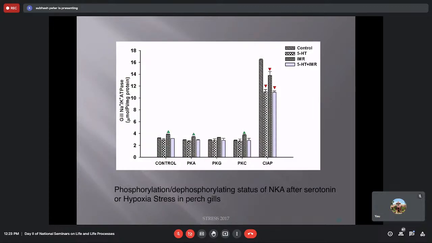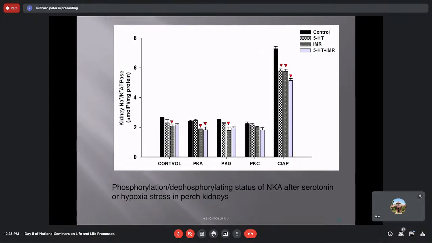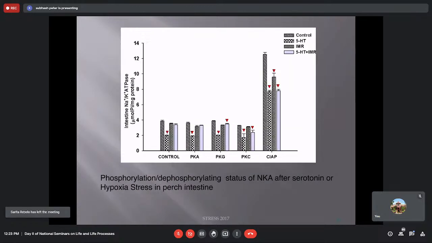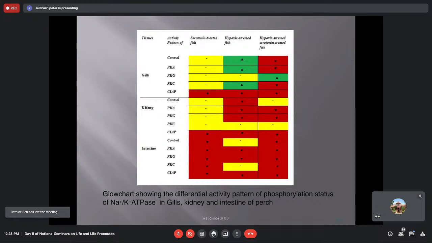This is another switch where we looked at how phosphorylation and dephosphorylation happen in this protein. As a result, we find PKA and PKC led the phosphorylation and its inhibition here in the PKA in the kidney. This is like a differential switching happening there. Likewise, we have the intestine where all are being switched off. So there is a pattern in the signaling of switching on and switching off these proteins.